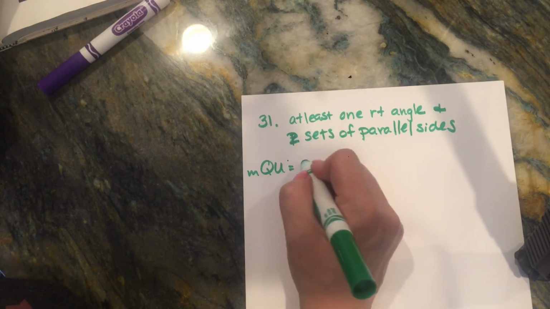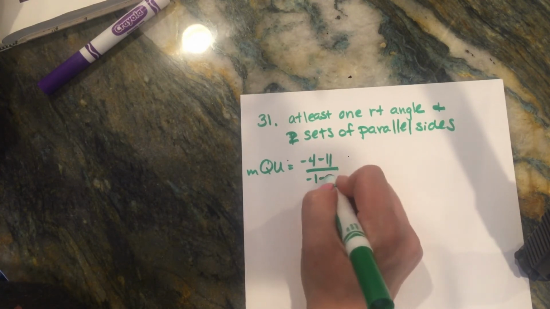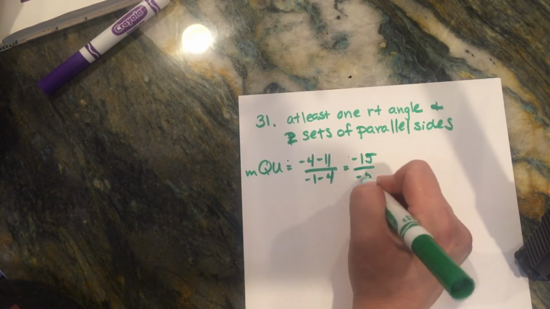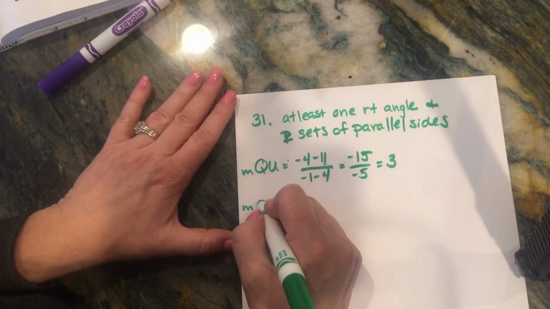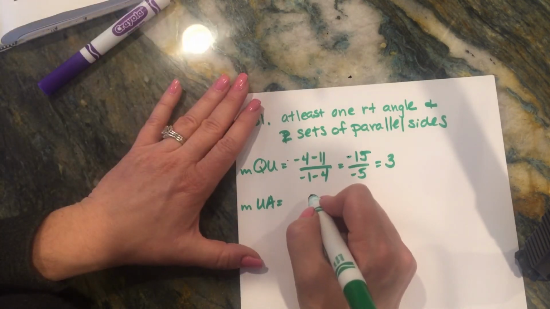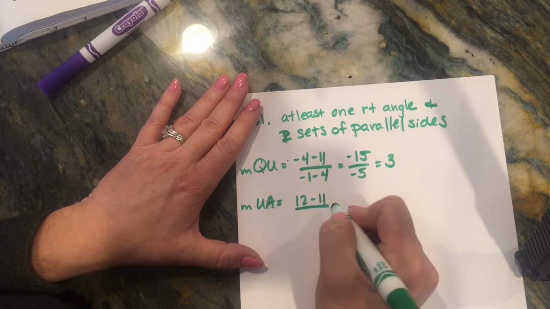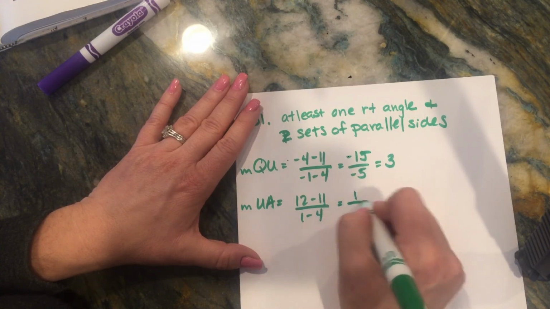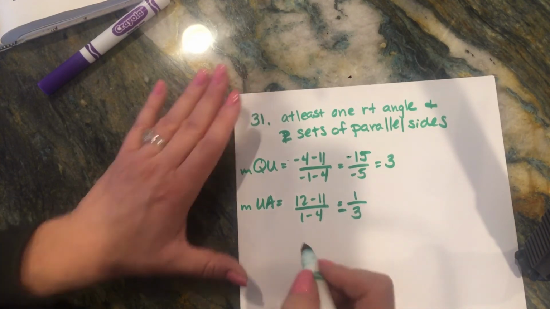So we've got -4 minus 11 over -1 minus 4. All right, -15 over -5, so 3 for that slope. And then the slope of UA, I'm just going to find all four of them. So we've got 12 minus 11 over 1 minus 4. So that gives us 1 over 3. Oh, we are doing negative opposite reciprocals here.